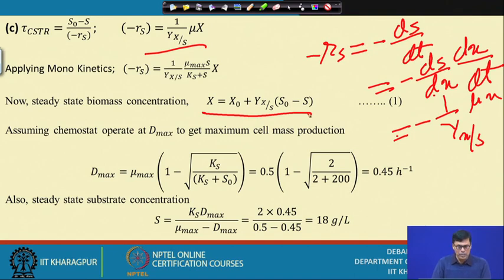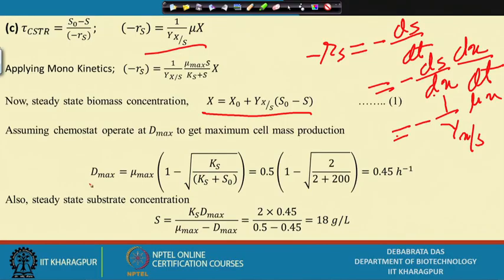Now the question comes, what is the maximum cell productivity? Maximum cell productivity means that we know there is a situation called D max. What is D max? D max is the dilution rate at which you get the maximum rate of cell mass production. Am I right? So we shall first find out the D max, then find out at D max what the cell mass concentration is. If you multiply D with x, then you will get the maximum cell mass productivity. This is exactly what we are trying to do here.